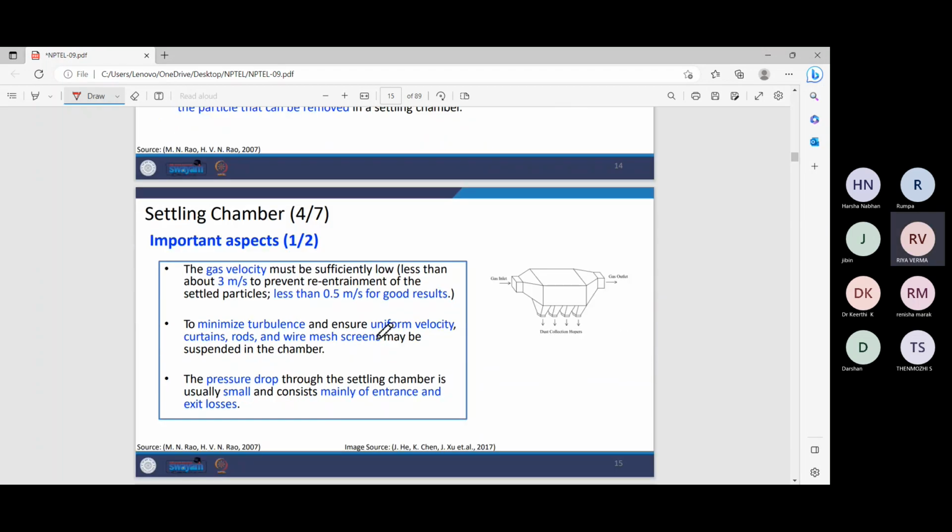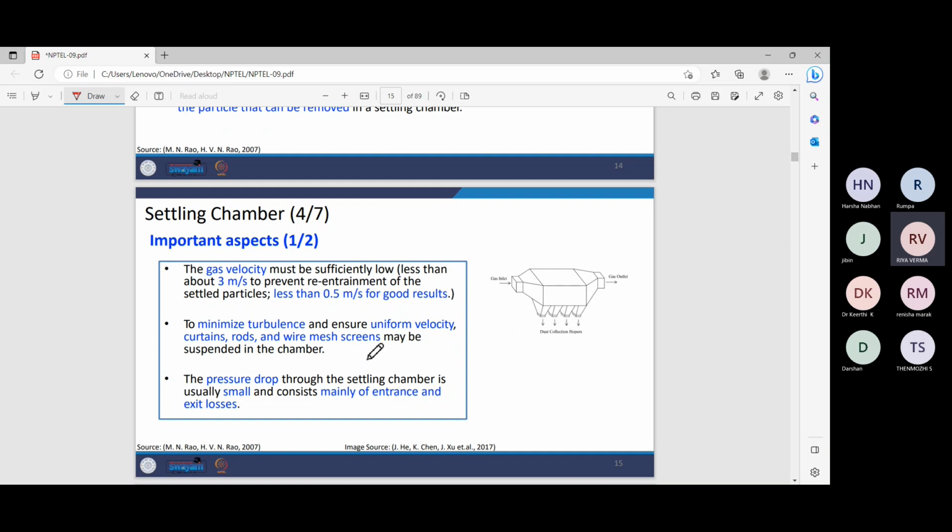Now, what are the important aspects of these settling chambers? The gas velocity must be sufficiently low, less than about 3 meters per second, to prevent re-entrainment of the settled particles. If the velocity is higher, the settled particles tend to re-entrain in the airstream and can come out of the outlet chamber. So the velocity must be sufficiently low.